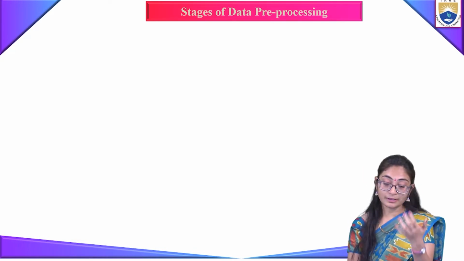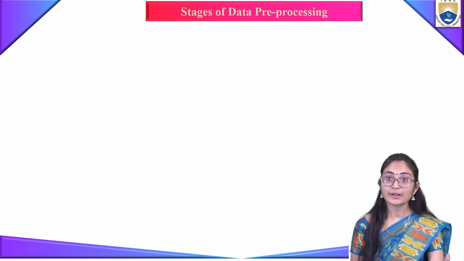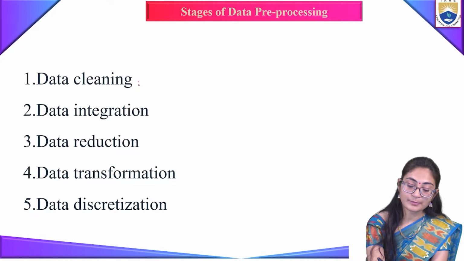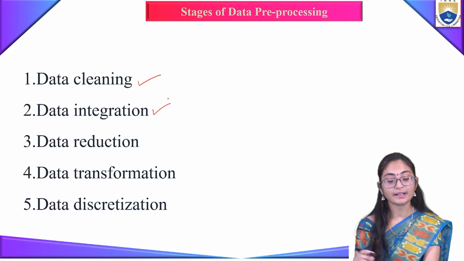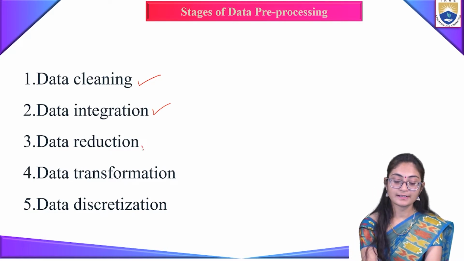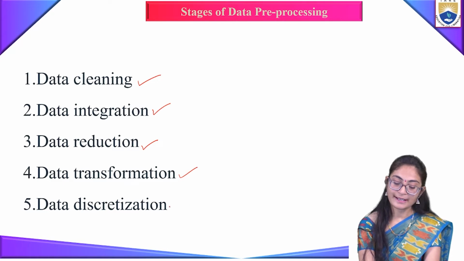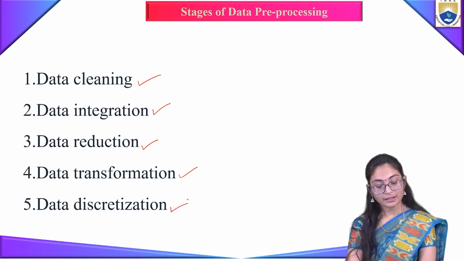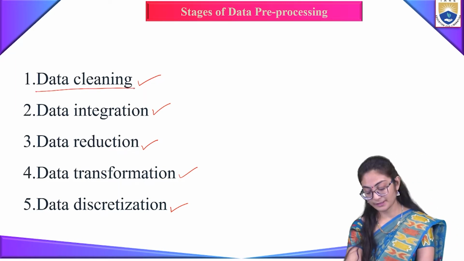In data pre-processing, there are five stages. We will go one by one. The first step is data cleaning. The second one is data integration. The third one is data reduction. The fourth one is data transformation. And the fifth one is data discretization. Now we will see about data cleaning.